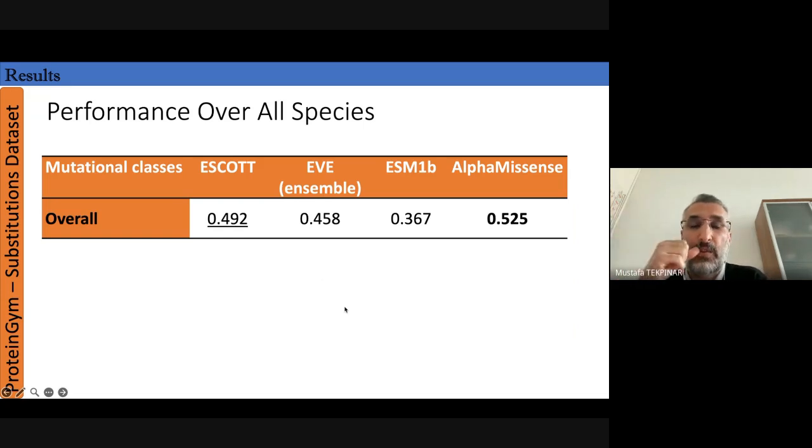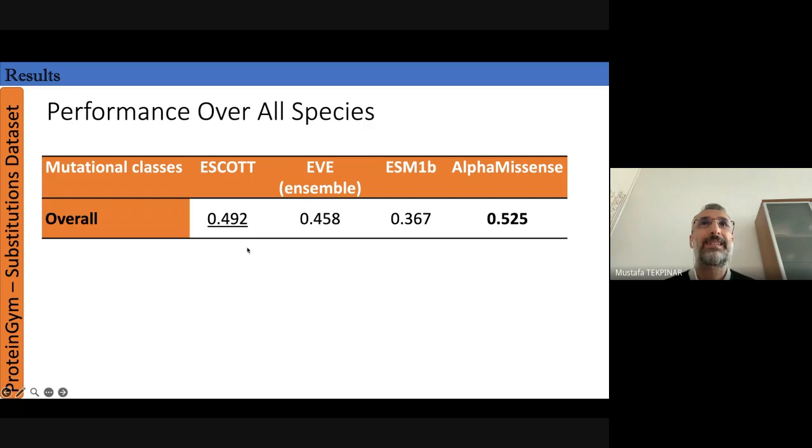Interestingly, I wanted to show you not just human species performance, but the other species performance as well. Here's the reason. AlphaMissense performs quite well when we consider other eukaryotes, prokaryotes, and viruses as well. And our method is the second one.